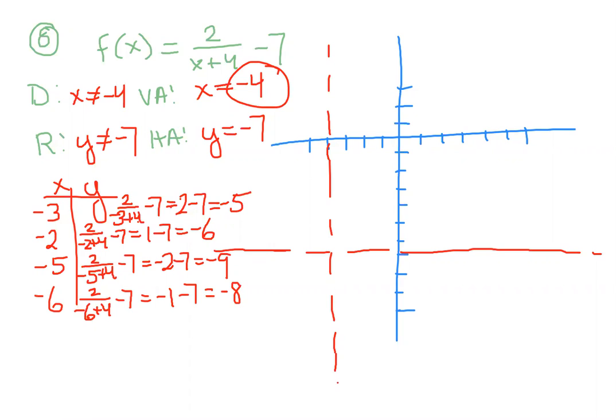So let's see what this looks like. We've got negative 3, 1, 2, 3, negative 5. 1, 2, 3, 4, 5. We've got negative 2, negative 6. So it's going to look something like this. And we've got negative 5, negative 9. This is 7, 8, 9. And negative 6, negative 8. Looks like that. So that's what our graph looks like for number 8.